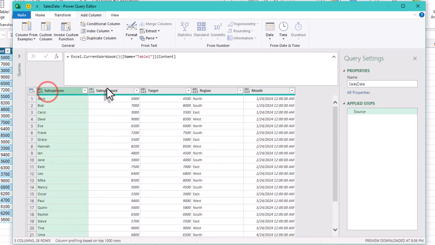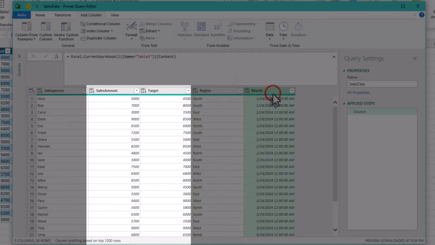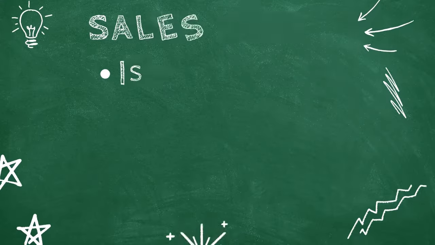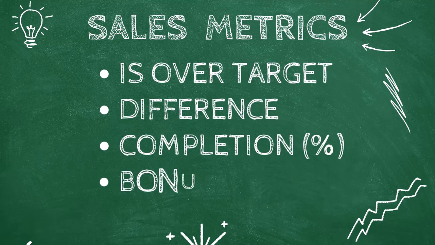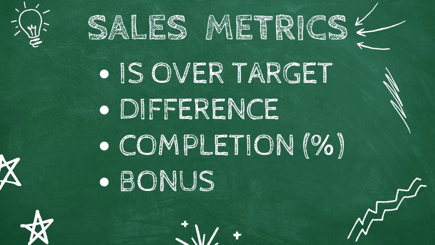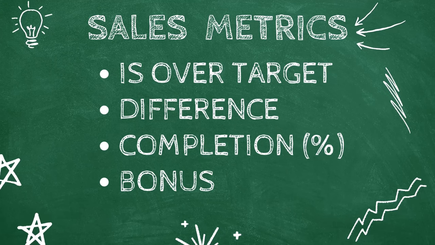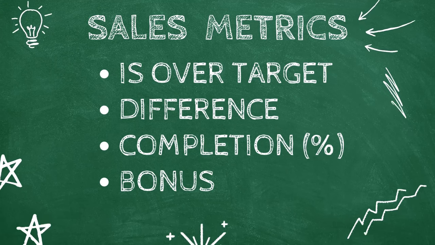For this example, let's say we have a sales table with two key columns, sales amount and target. We want to add multiple new columns at once: a flag to check if the target was met, the difference between sales and target, a completion percentage, and a bonus if the target was met.